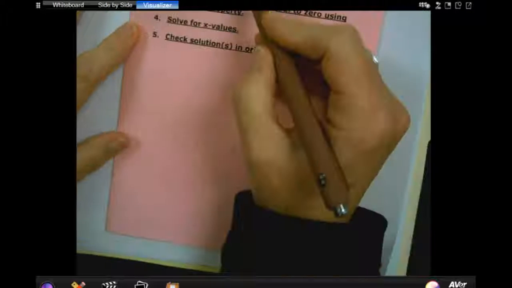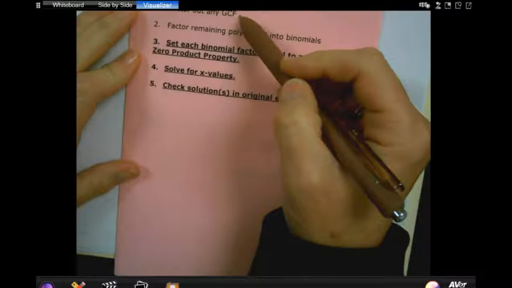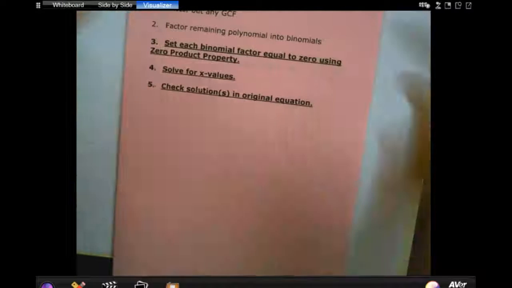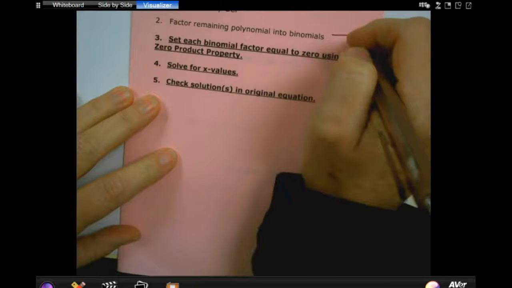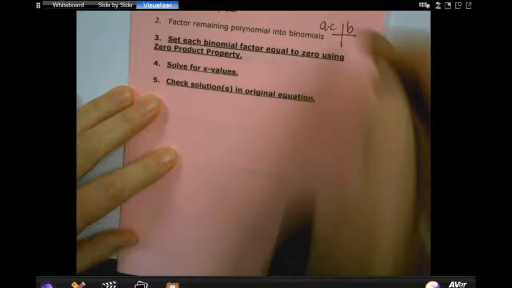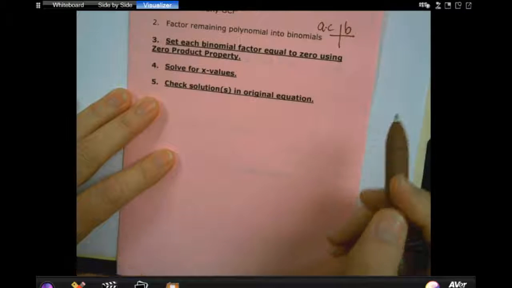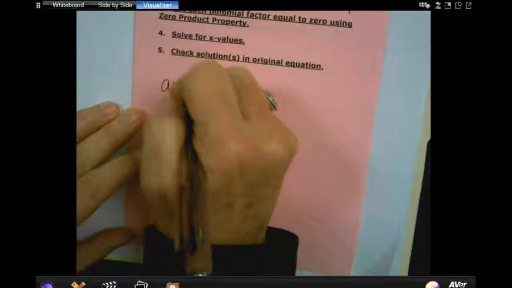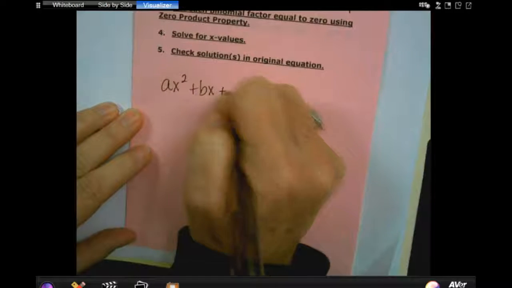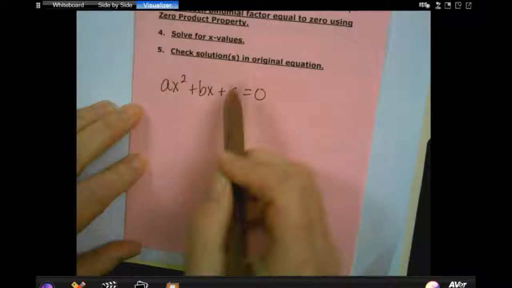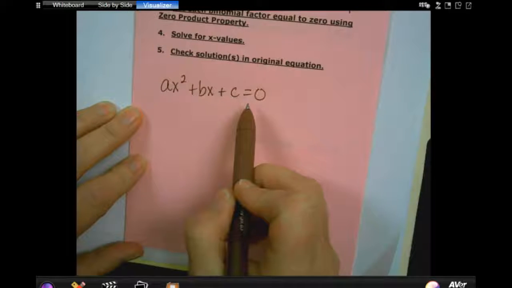Okay, so the only thing that's going to change today, we're going to factor out the greatest common factor, just like we always do. Then we're going to factor into the binomials, which is make our little t-chart, which is a times c and b. Then we're going to set each binomial equal to 0 and solve. So the only other thing, these all have to be in standard form. And when I say standard form, I mean it has to be equal to 0.